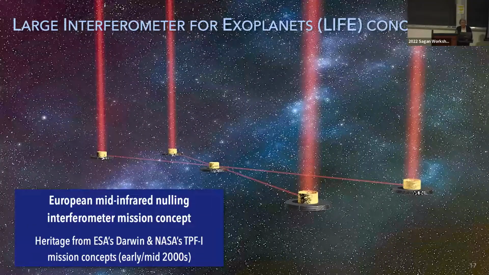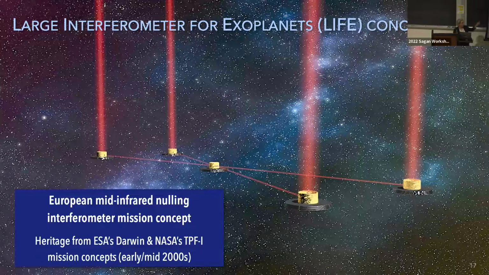Okay, so LUVEX was envisioned as providing high contrast spectroscopy at near UV to near infrared wavelengths, using a coronagraph and possibly also a starshade to suppress the host stars. The European LIFE mission concept uses another approach to get the direct spectroscopy. Instead of looking at reflected light, it would observe mid-infrared thermal emission from potentially habitable exoplanets.